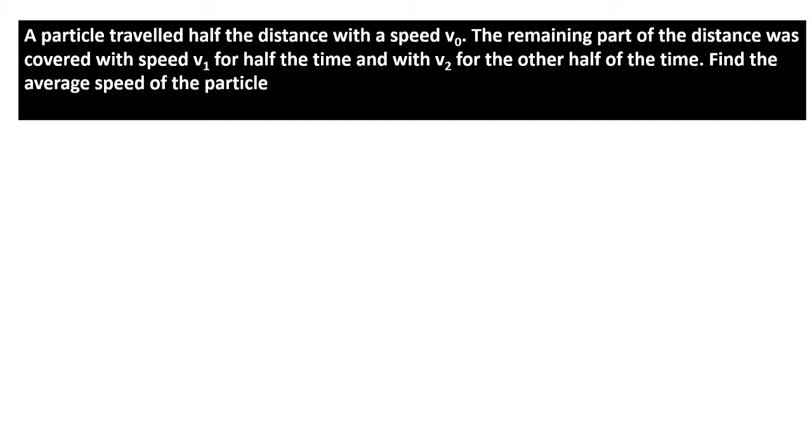Now we have to solve the question. A particle traveled half of the distance with speed v0. Suppose the particle starts from point A and has to move to point B. Let us consider the total distance is S. Half of the distance means S by 2. Clear?